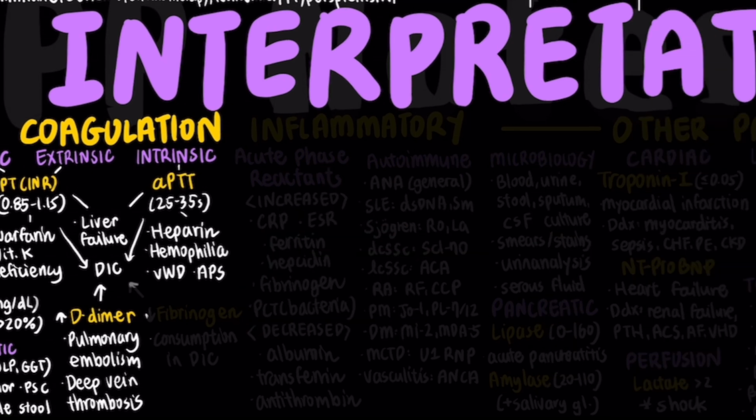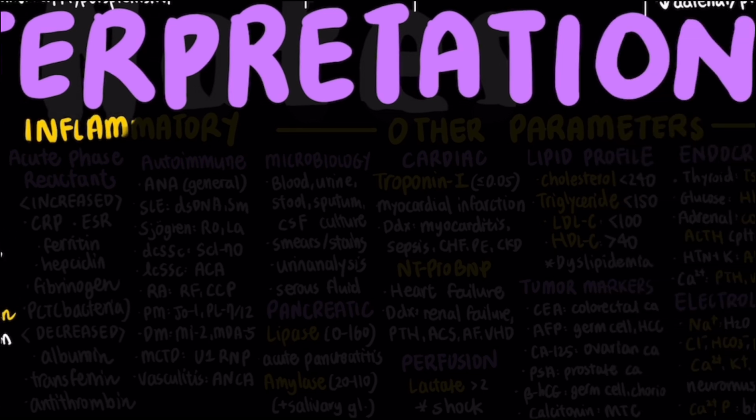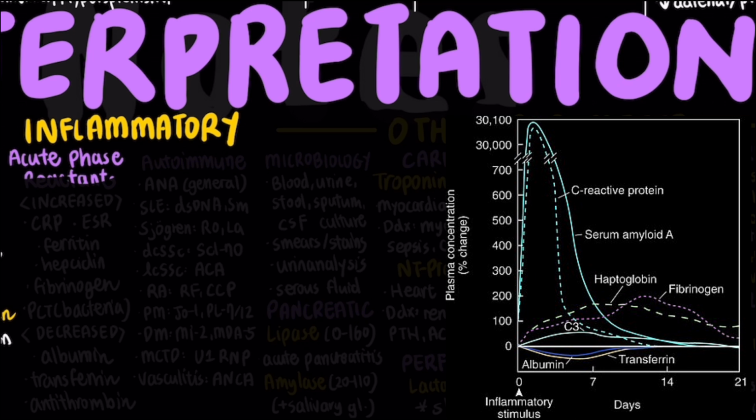Let's move on to another important category of lab data, inflammatory parameters, which help us detect systemic inflammation and autoimmune activity. These are broadly divided into two groups. Acute phase reactants are proteins that change in response to infection, inflammation, or tissue damage. Upregulated acute phase reactants include CRP, or C-reactive protein, which rises quickly in acute inflammation, infection, or trauma.